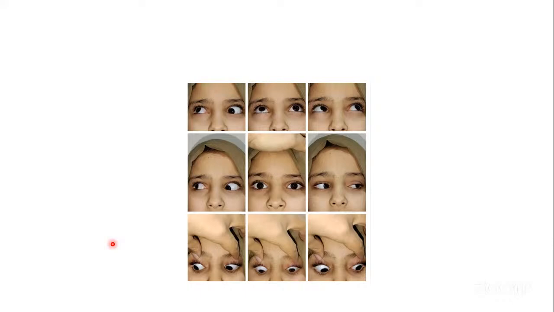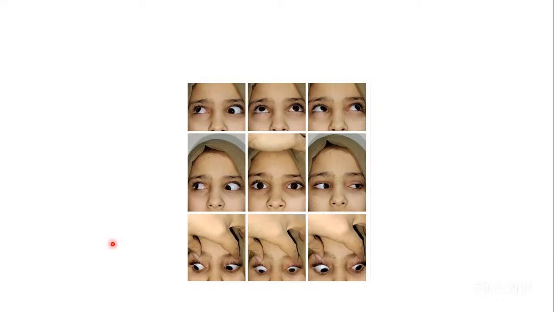What is the other sign of trauma? Anesthesia in the infraorbital area over the skin, crepitus, and if we palpate, sometimes we also find step deformity. And by the forced duction test, I can differentiate between them.